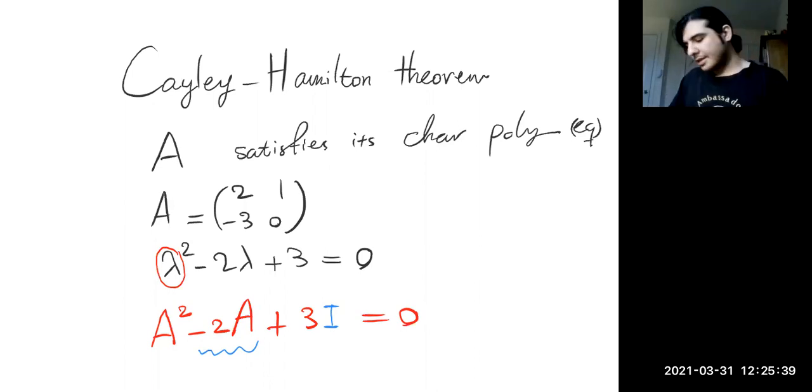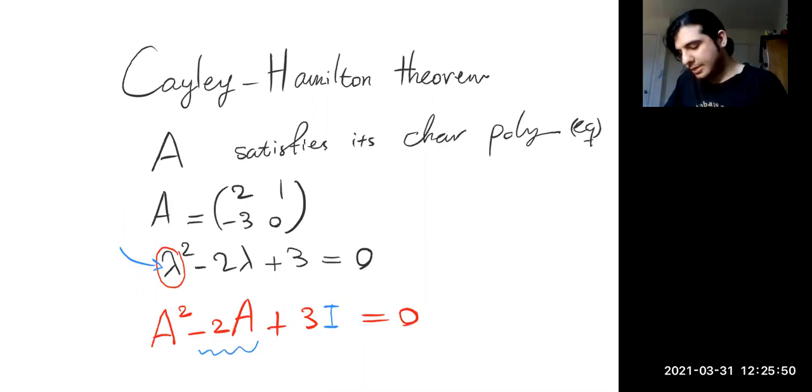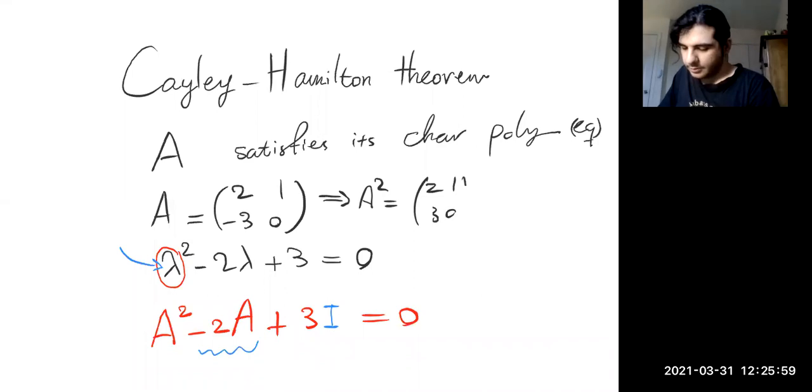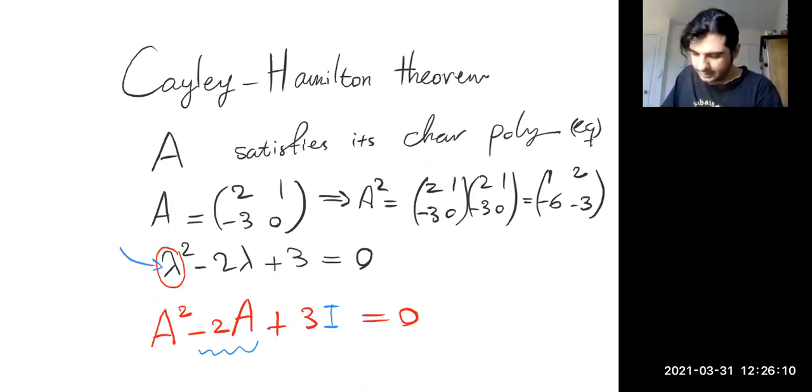And the theorem says this thing holds if, instead of lambda, you just plug in the matrix A, you would get 0. So let's try that here. What is A squared? Let's see if we did it correctly. It's [2, 1; -3, 0] times [2, 1; -3, 0], which is equal to 4 minus 3, which is 1, 2, minus 6, minus 3, if I'm right.